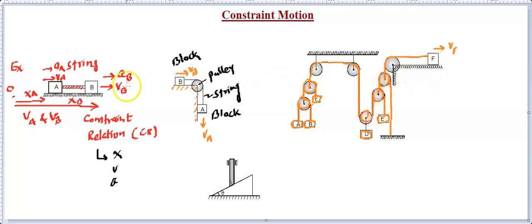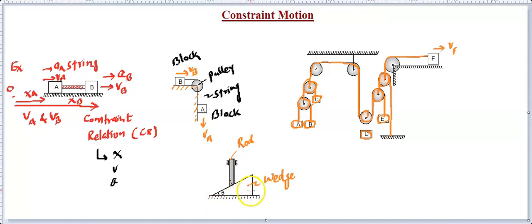Apart from string block arrangements, there are other types of arrangements as well, like shown over here. This is called a triangular wedge, and this triangular wedge is arranged like this, so that there's a rod, and this rod is fixed. That means it's constrained to remain vertical. So this rod cannot bend. This is how it has been arranged, and this is going to be a smooth surface.